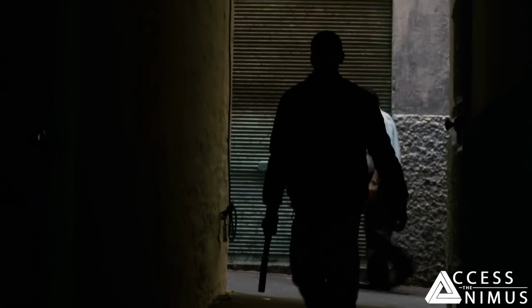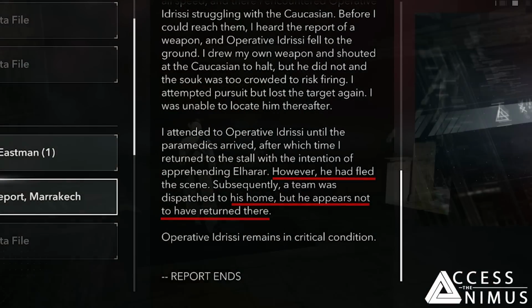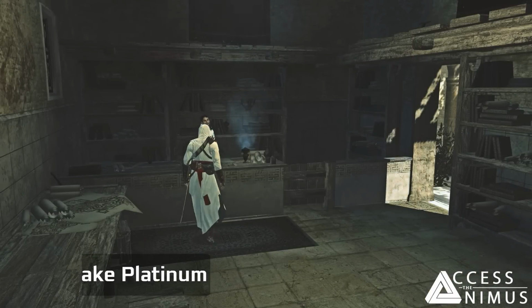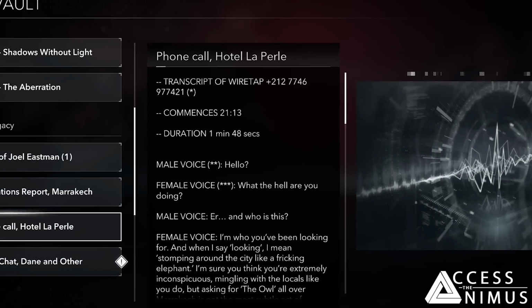paramedics arrived, and then finally went to the stall to apprehend El Harar, but he had also dashed, not just from the stall but also from his house, another hint at El Harar possibly being an assassin or assassin contact constantly on the move. The third file is the transcript of a wiretap.